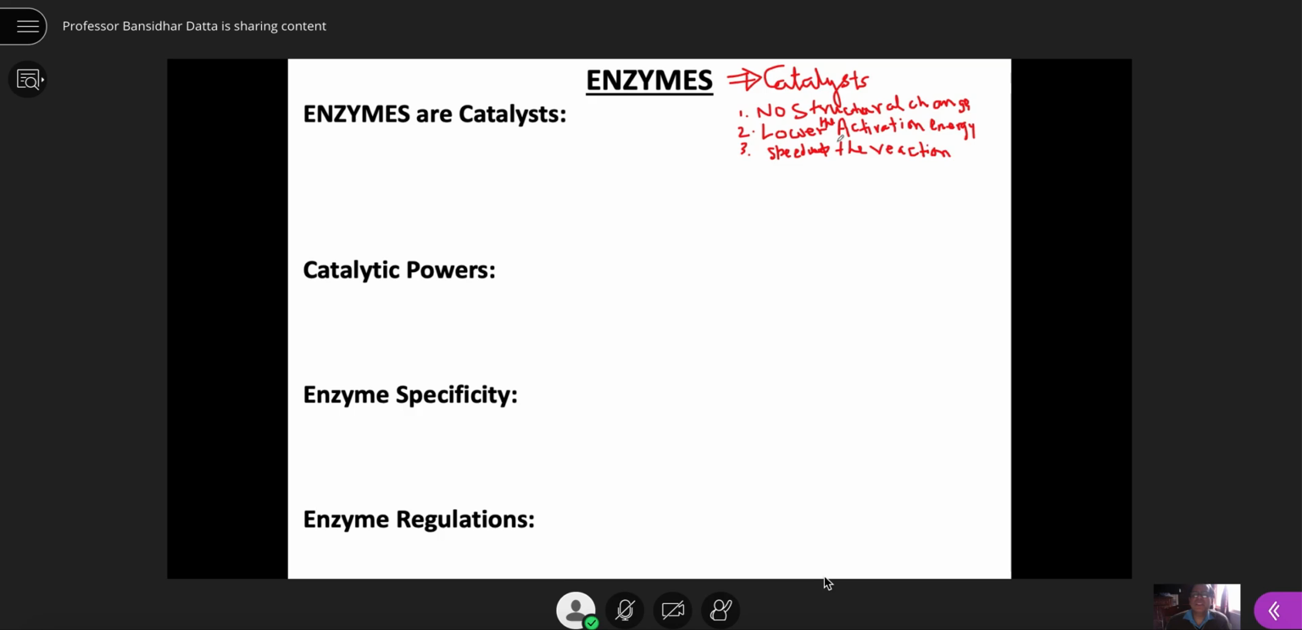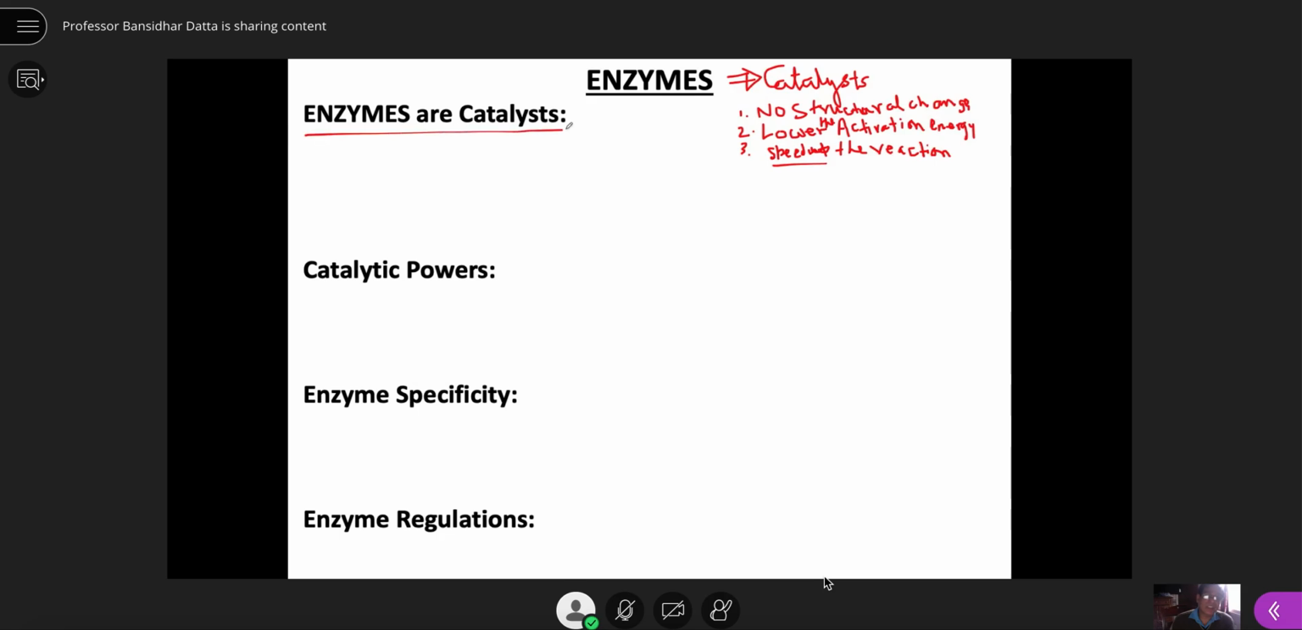Enzyme reactions are very fast, therefore enzymes lower the activation energy such that those reactions do not need too much energy input. A little bit of energy is good enough to carry out the reaction, to speed up the reaction. And as they lower the activation energy, the enzymes speed up the reactions. These are properties of the enzymes.